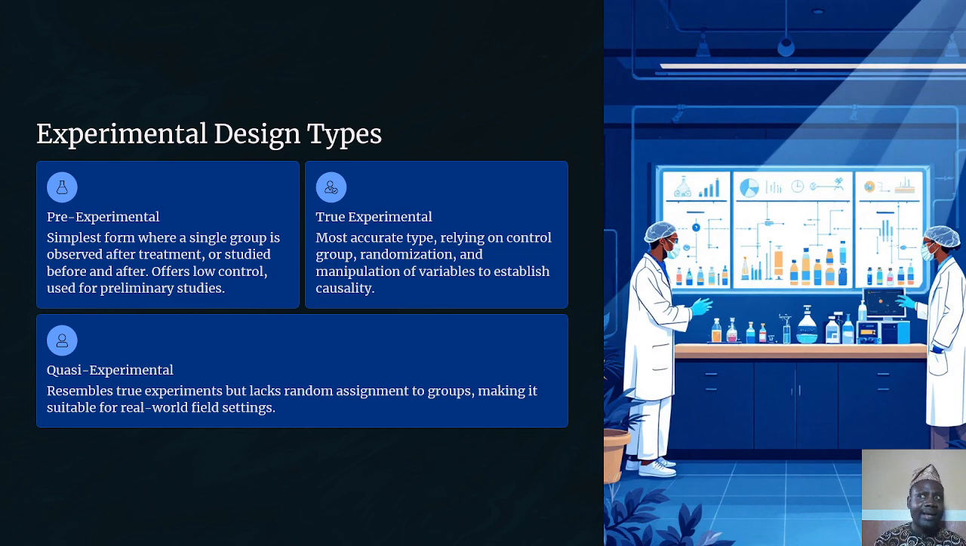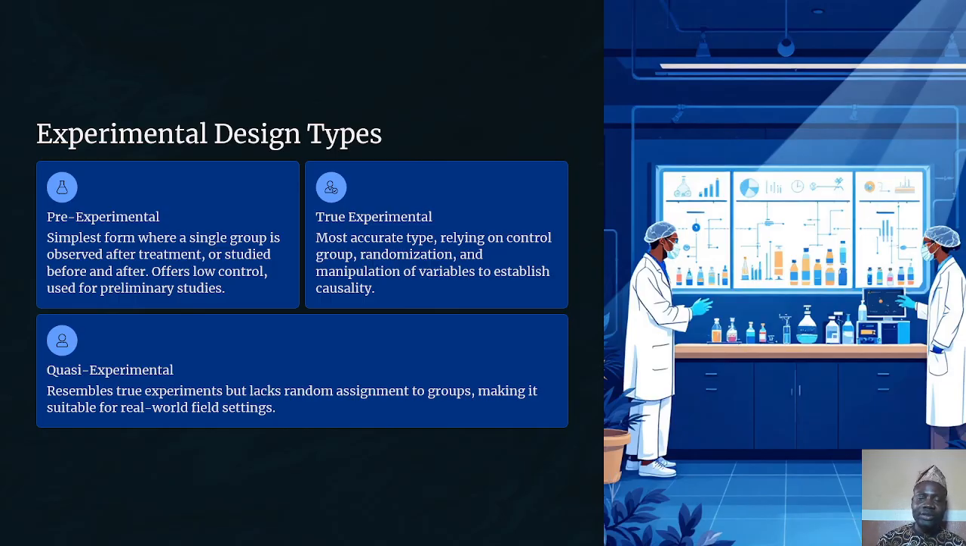the simplest form, where a single group is observed after treatment or studied before and after, offers low control, and is used for preliminary studies. The next one is the true experimental. It has control, group randomization, manipulation. You have the quasi-experimental, which resembles true experiment but lacks random assignment to groups, making it suitable for real-world settings.